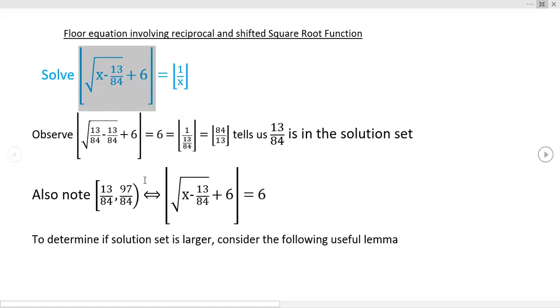That's why we have this parenthesis right there. We've already seen that 13 over 84 is a solution, included with a bracket. But 97 over 84 is sort of the threshold. It's all the numbers up to, but not including, 97 over 84. All right, so this is going to be important. Let's take a look at this part right here. We're going to use it in our next phase.